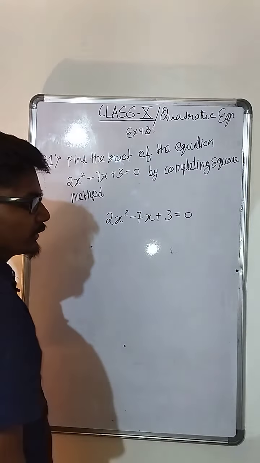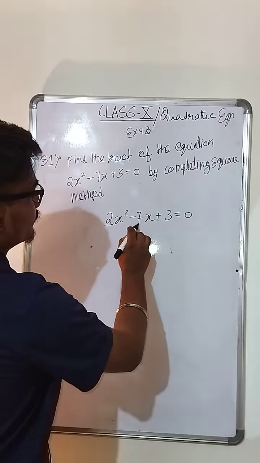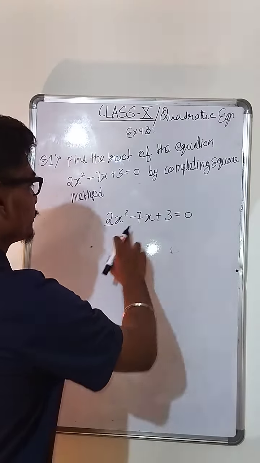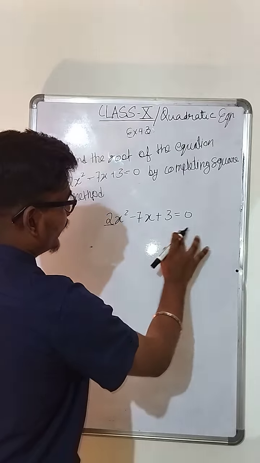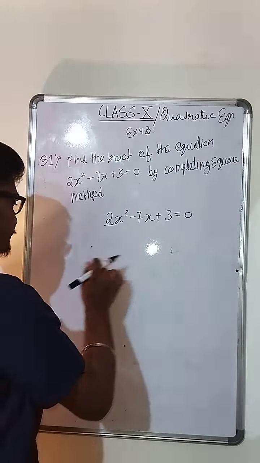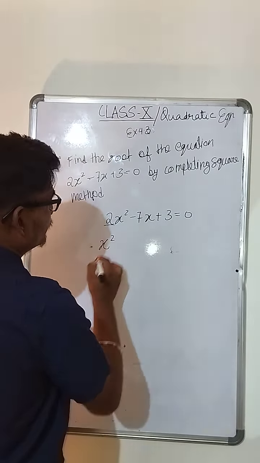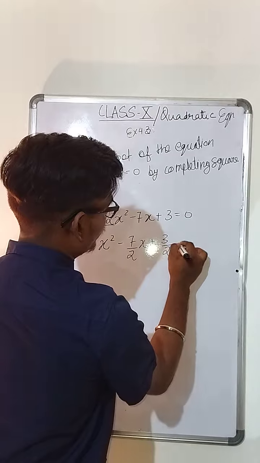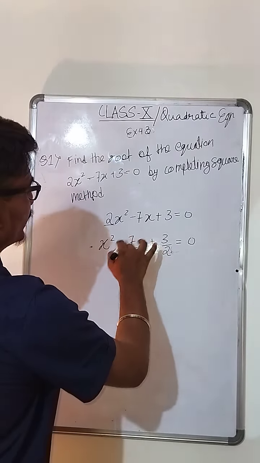So what is the completing square method? We need to divide by 2. Okay, divide the whole equation by 2, everywhere. So what will it become? x square minus 7 by 2x plus 3 by 2 equal to 0. Okay, now we need to complete the square.